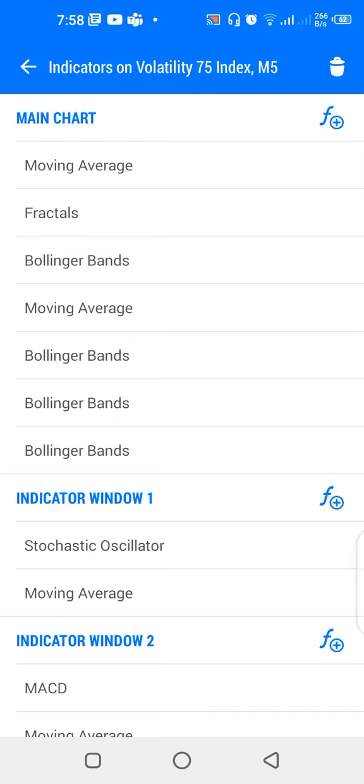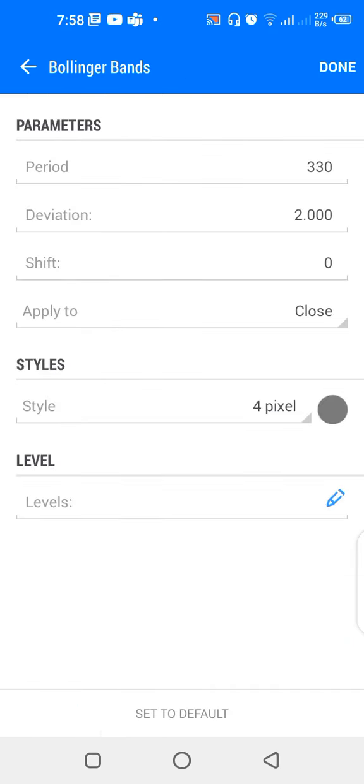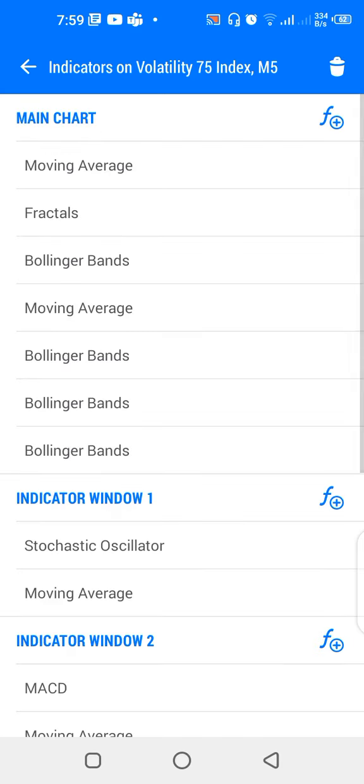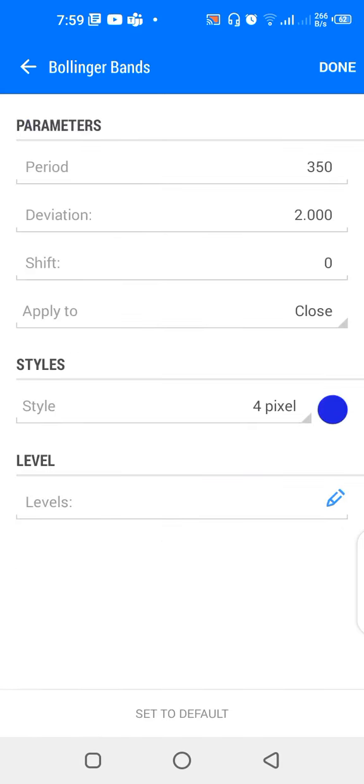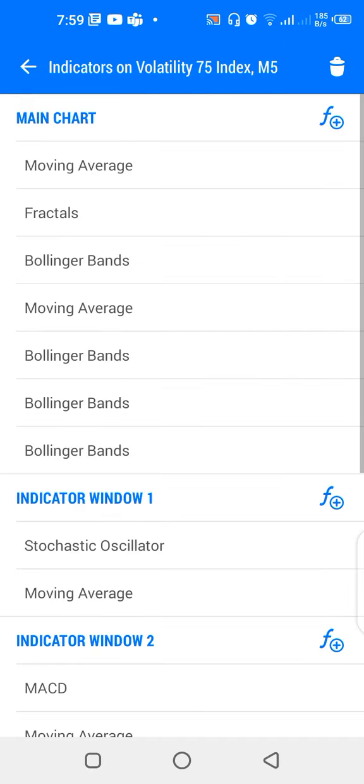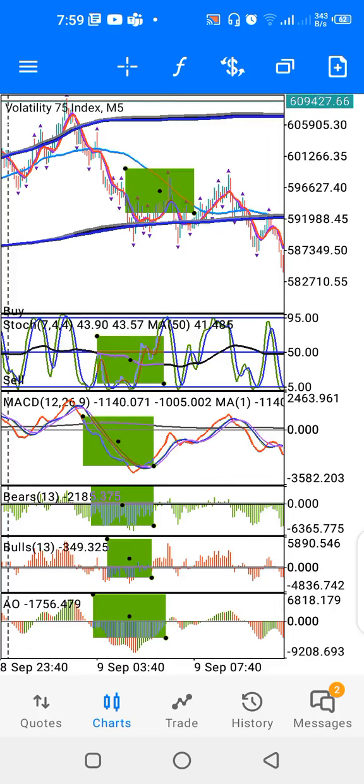Then we have another Bollinger Bands. Period is 330. Deviation is 2.0. Shift is 0. Apply to close. Color is black. Then we have another Bollinger Bands. Period is 350. Deviation is 2.0. Shift is 0. Apply to close. Color is blue. All right, so those are the indicators on the main chart.